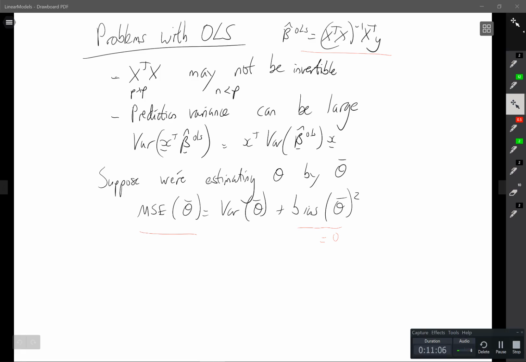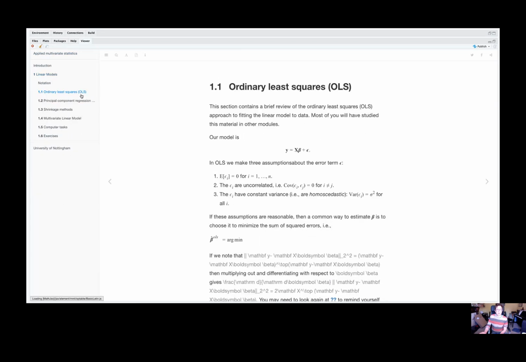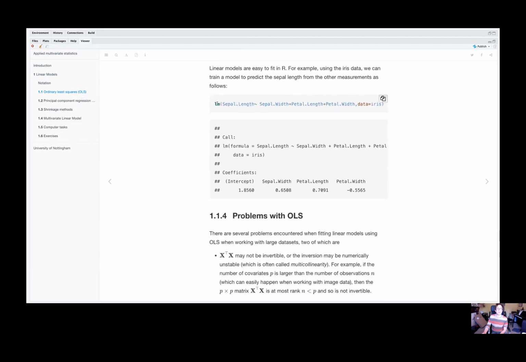Okay, let's look at an example now. So let's have a look at a quick example in R. And the first thing to note is that it's really easy to do this yourself. Okay, so let's look at the iris example. In the previous section, we said we can use the linear model command, the lm command in R, to predict the sepal length and the sepal width, petal length, petal width of the iris data. Okay, so you're familiar with this, but you just do sepal length tilde sepal width plus petal length plus petal width, give it the data, and R will tell you the coefficients, including the intercept here.